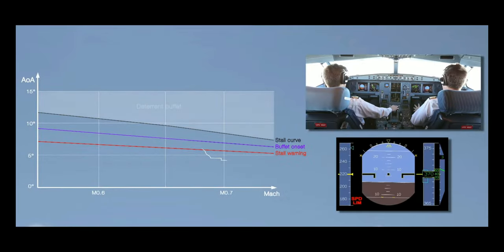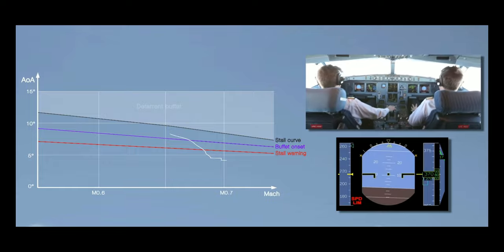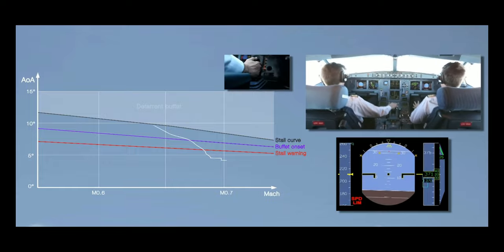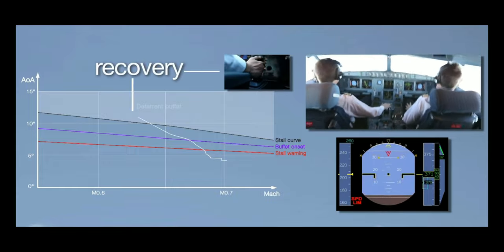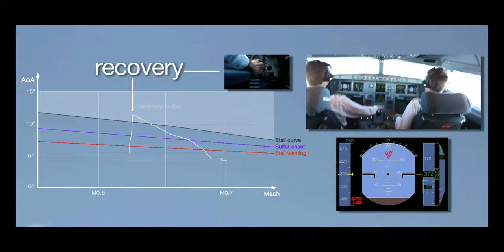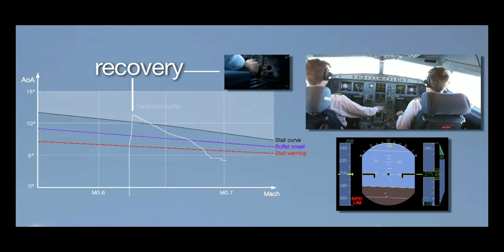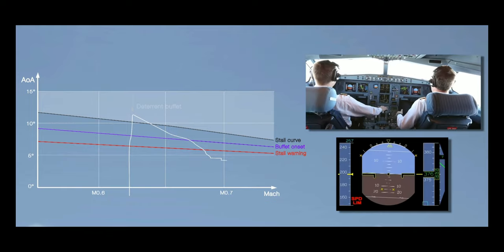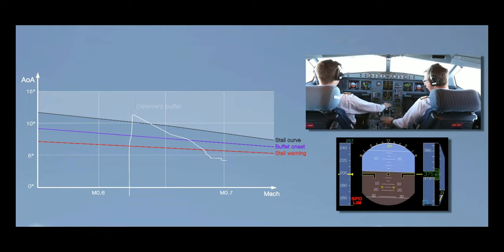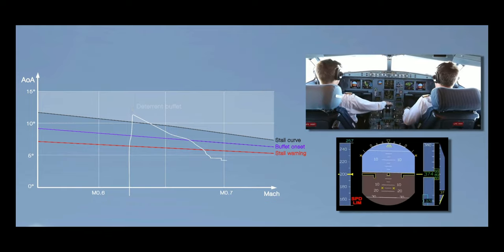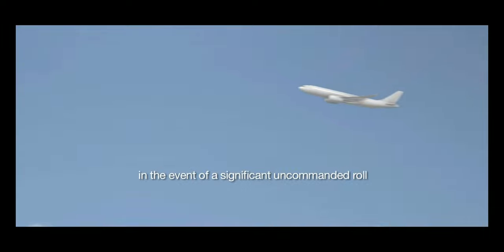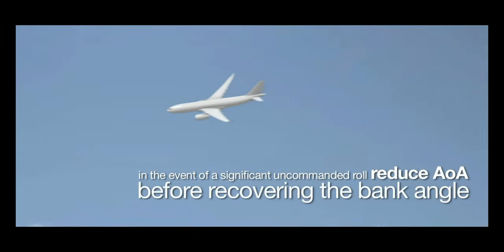Let's review this again. In the event of a significant uncommanded roll at the stall, reduce angle of attack before recovering the bank angle.